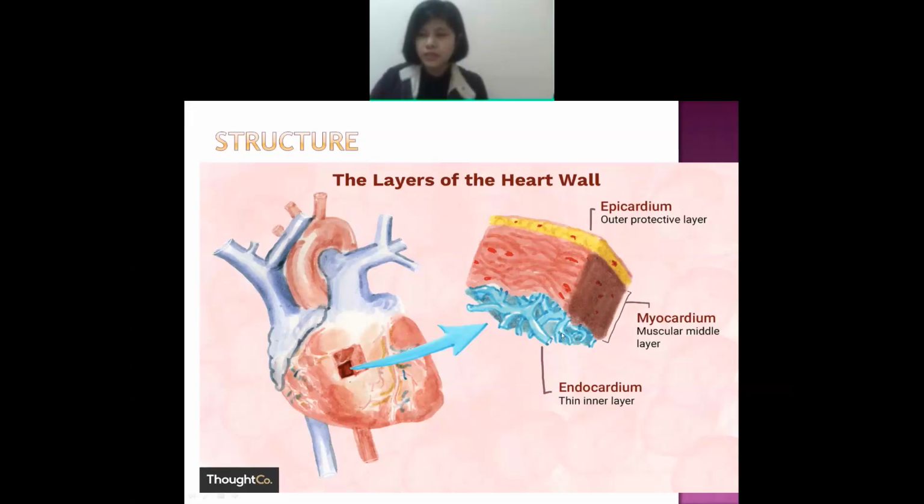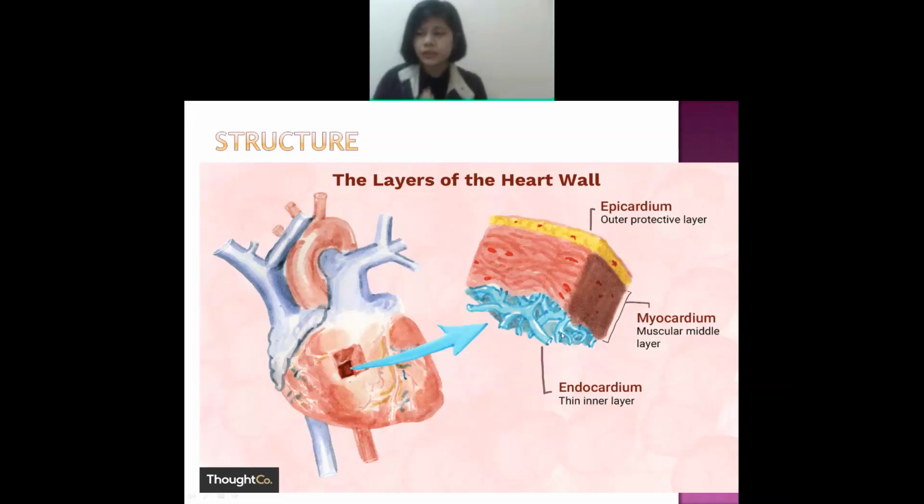The first is epicardium, which lies in the outer part. It is also known as the protective layer. Myocardium, where does it lie? It lies in the middle. It is a muscular layer. And next is what? Endocardium. Endocardium lies in the innermost part of the heart.